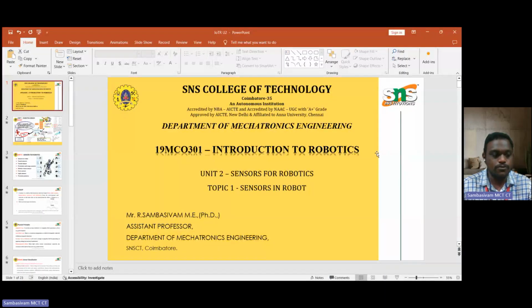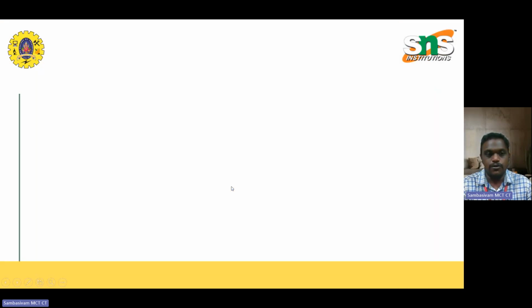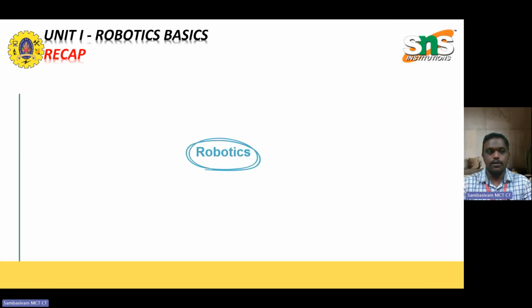In the previous sessions, we have discussed a lot of topics about the basics of introduction to robots, what the different types of configurations of robots are, how they play a major role in industries, and how they have been placed in vital roles. Now we are going to discuss the various sensors in robots. Before that, let us recap something about robots.